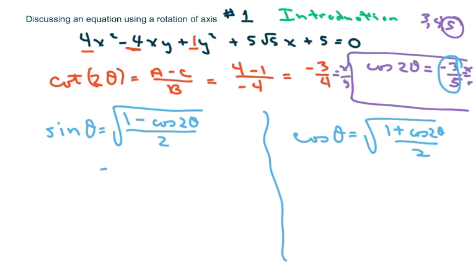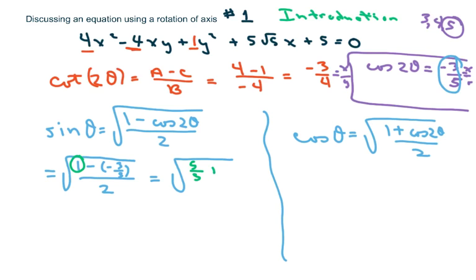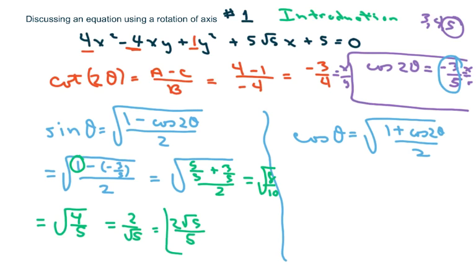So we get the square root of 1 minus a negative 3/5 over 2, which equals, I'm going to go ahead and write this as 5 over 5 plus 3 over 5 over 2, which gives us the square root of 8 over 10, which equals square root of 4 over 5, which equals 2 over square root of 5, which equals 2 square root of 5 over 5. So we're going to remember that.